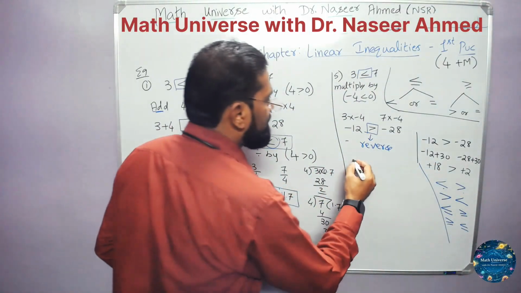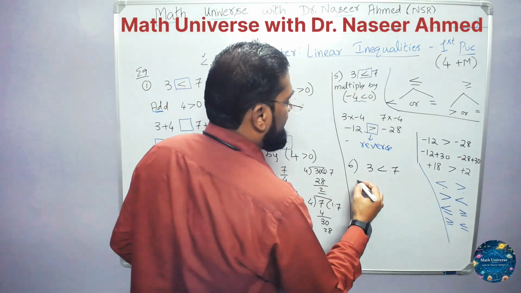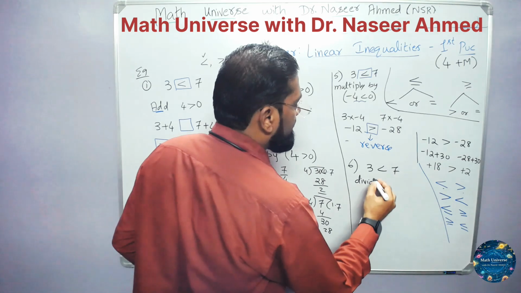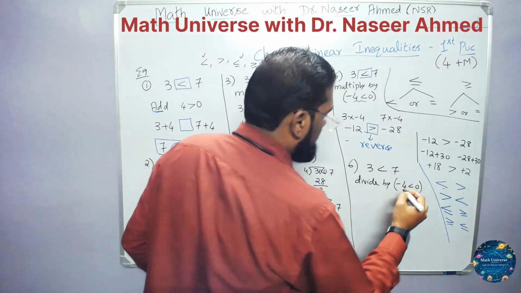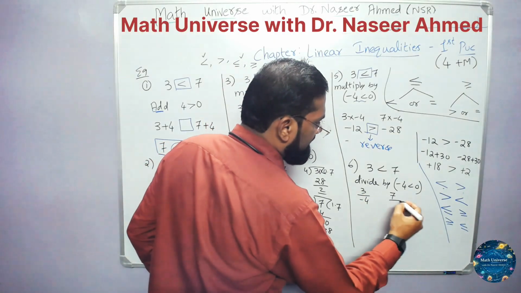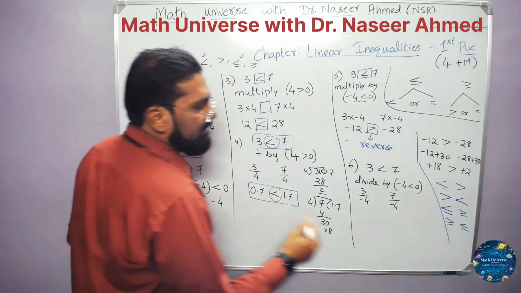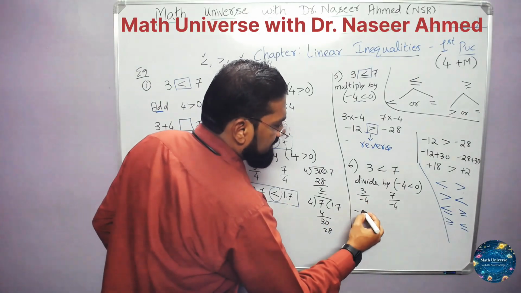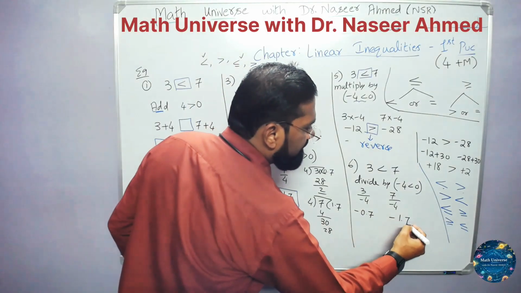Let us take that also. 3 is less than 7. So if I divide by a negative number, 4, see carefully. 3 divided by minus 4, 7 divided by minus 4. 3 by 4 and 7 by 4 we have already computed. So I can write plus by minus is minus 0.7. Plus by minus is minus 1.7.